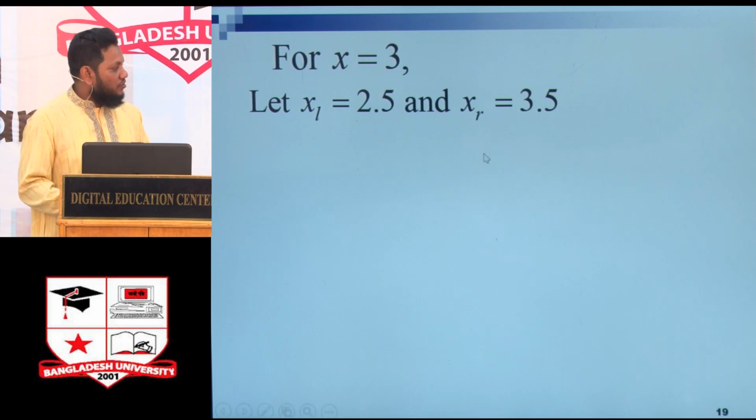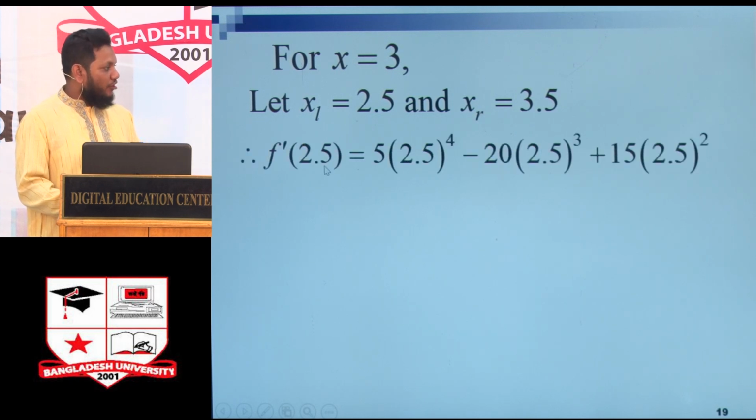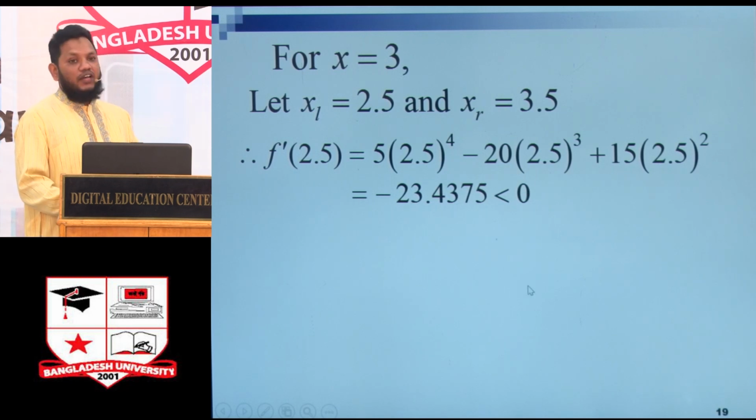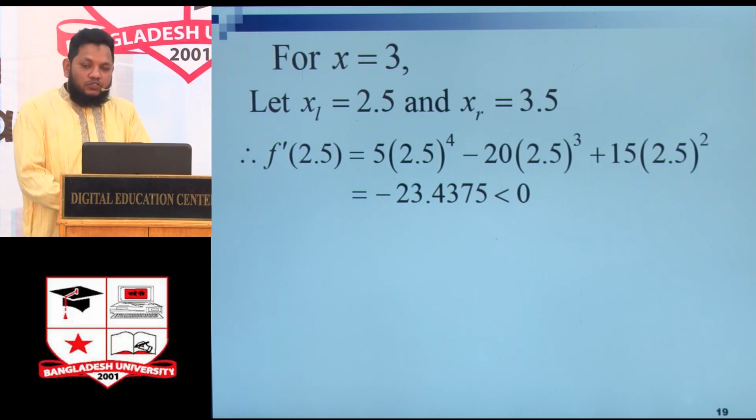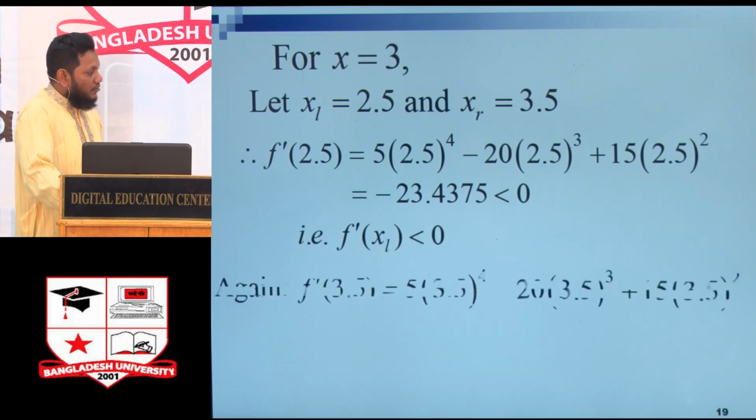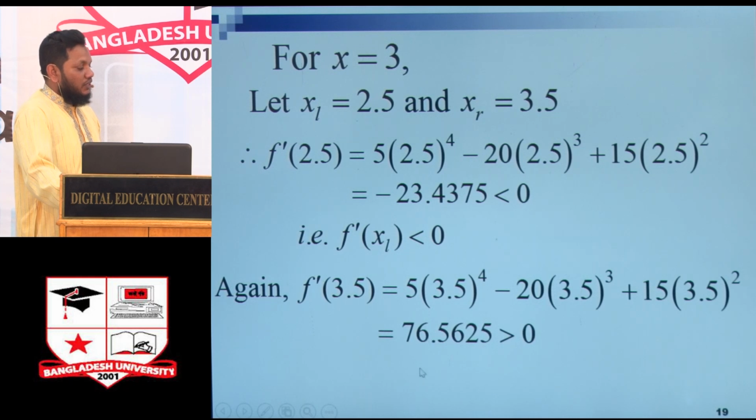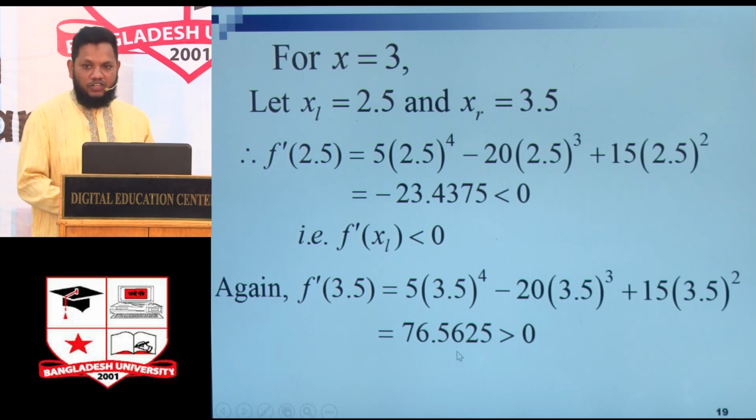And we consider on the right side xr, r for right and l for left. So xr is 3.5, and f prime 2.5 will be a negative value, minus 223.4375. So this one is a negative value. Negative to positive will be a minimum value, negative to negative will be a point of inflection. So again we check the right side, f prime 3.5. This value is 76.5625. This one is positive.